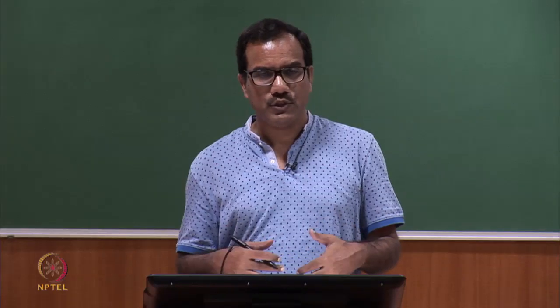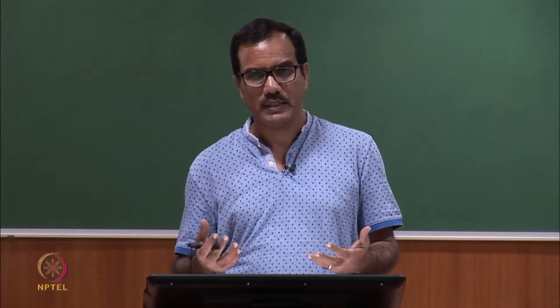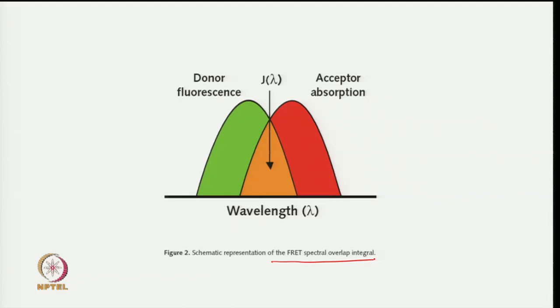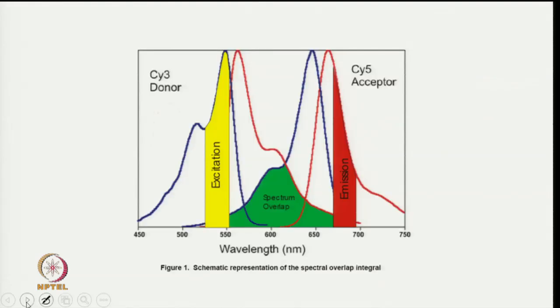The second thing on which your transfer efficiency depends is the FRET spectral overlap integral, which is basically J lambda. So, this is donor fluorescence, this is acceptor absorbance. So, the energy transfer will depend on J lambda. Now, here is one of the examples. This is Cy3 donor molecule and this is Cy5 acceptor molecule.